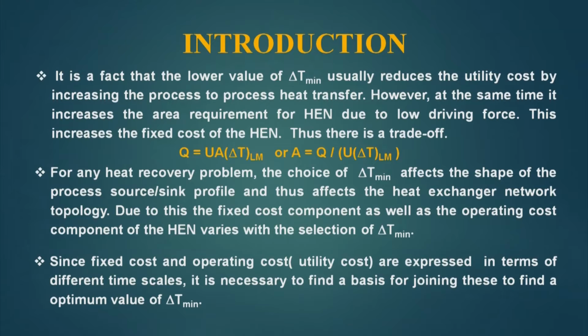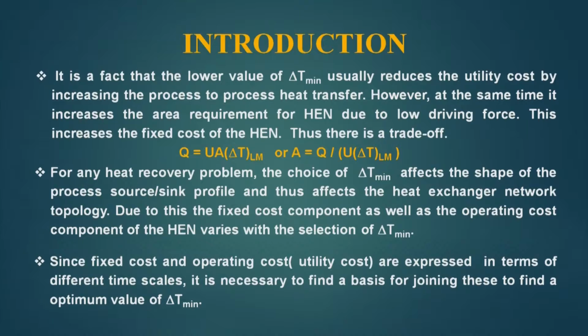For any heat recovery problem, the choice of delta T minimum affects the shape of the process source and sink profiles, and thus affects the heat exchanger network topology. Due to this, the fixed cost component as well as the operating cost component of the HEN varies with the selection of delta T minimum. It clearly tells that delta T minimum affects the operating cost as well as the fixed cost.